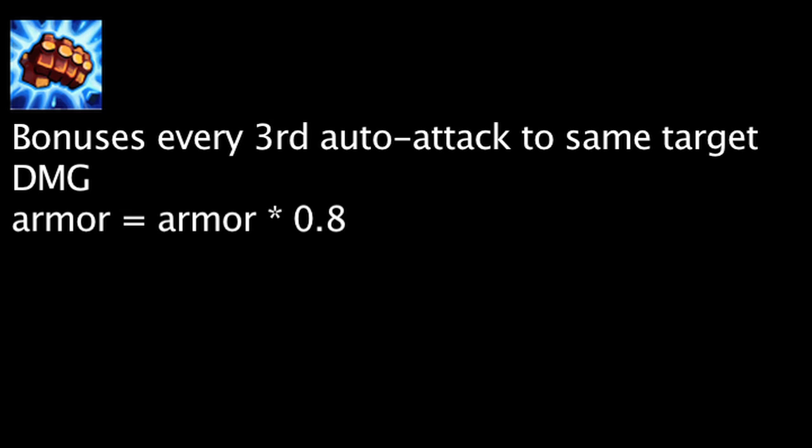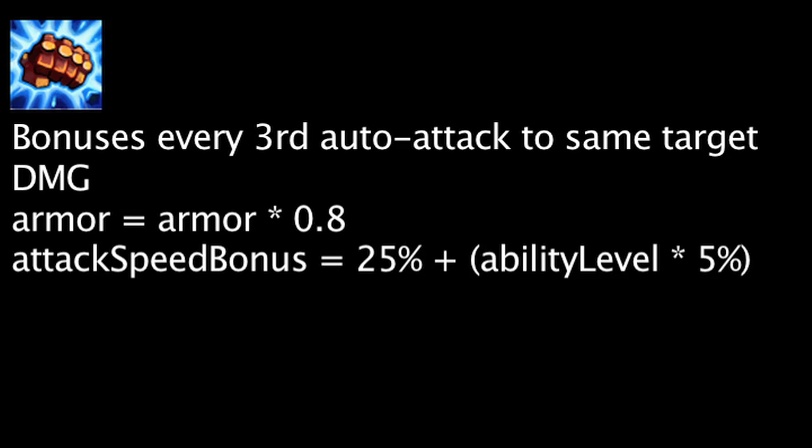Vi's Denting Blows ability is a passive ability which will cause every third auto attack against the same target to deal bonus physical damage and reduce their armor by 20%. It will also grant Vi attack speed for 4 seconds equal to 25% plus the ability's current level times 5%.